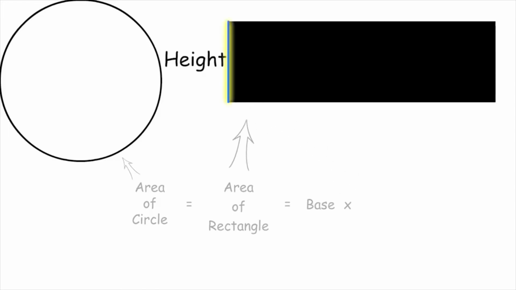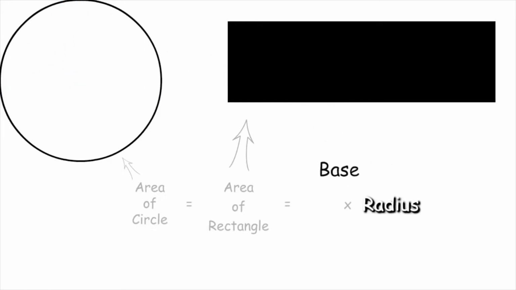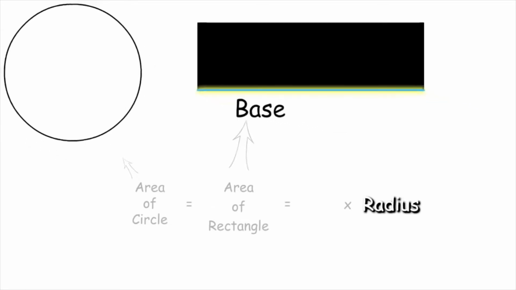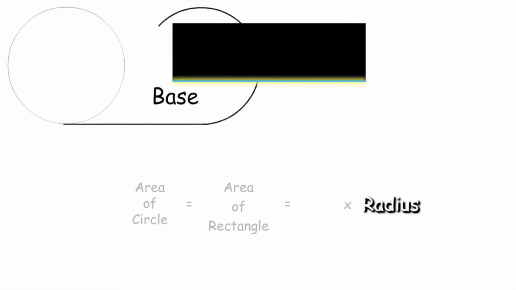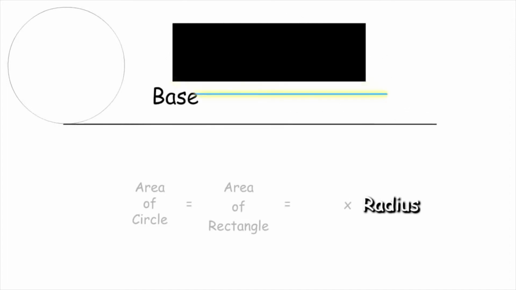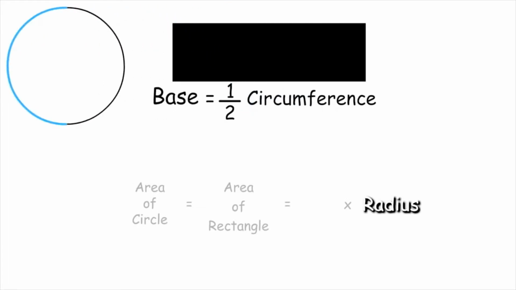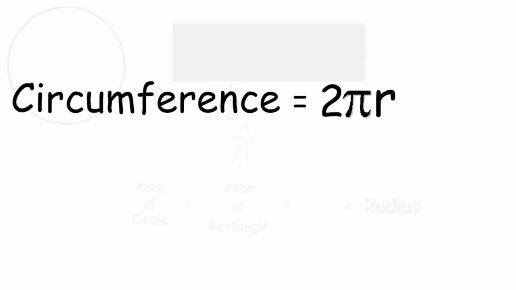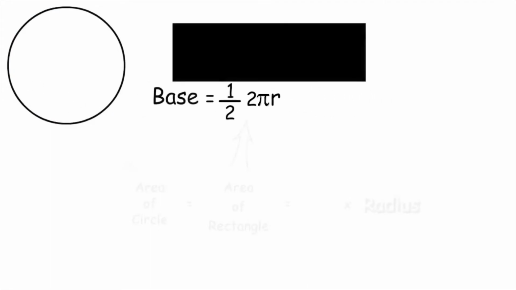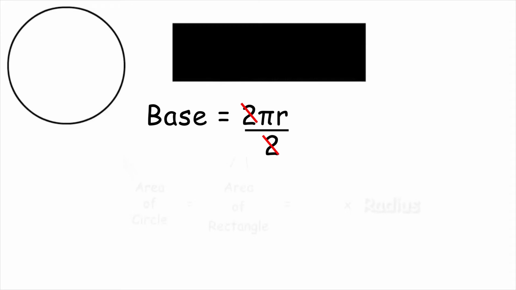The height of the rectangle, as you can see, is the same as the radius, so height is equal to radius. To find the base, we need to look at the circumference of the circle. And when we compare the base and the circumference, we can see that the base is equal to 1/2 the circumference. Remember that the circumference is equal to 2 pi r. When we combine it with 1/2, the 2's cancel out, and base is equal to pi r.